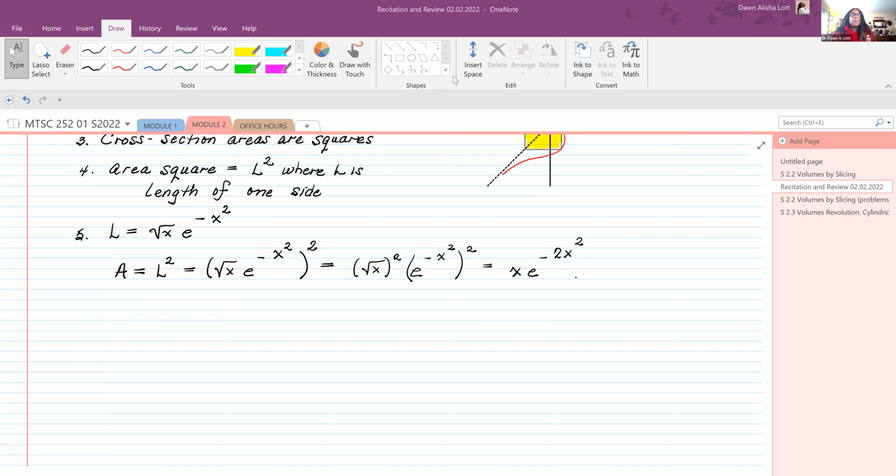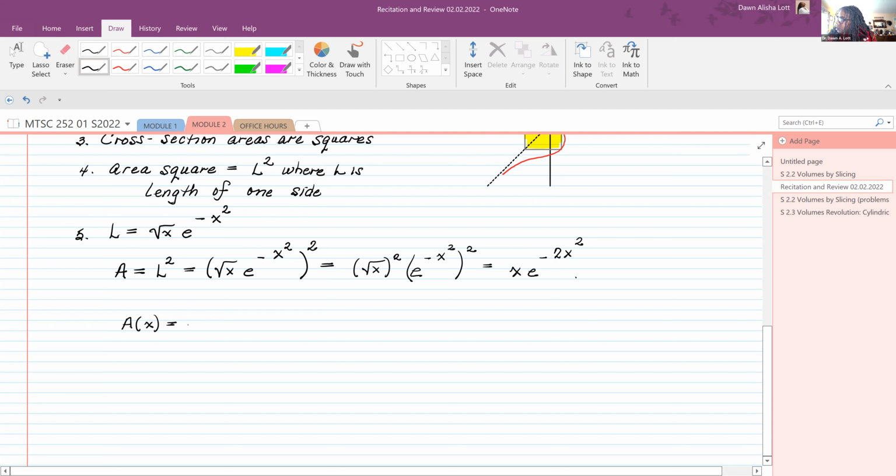All righty. Okay, so a of x simply becomes x e to the negative 2x squared. All right, so therefore our formula number 6, volume, is the integral from a to b of a of x dx. So this is the integral from 0 to 2 of x e to the negative 2x squared dx.